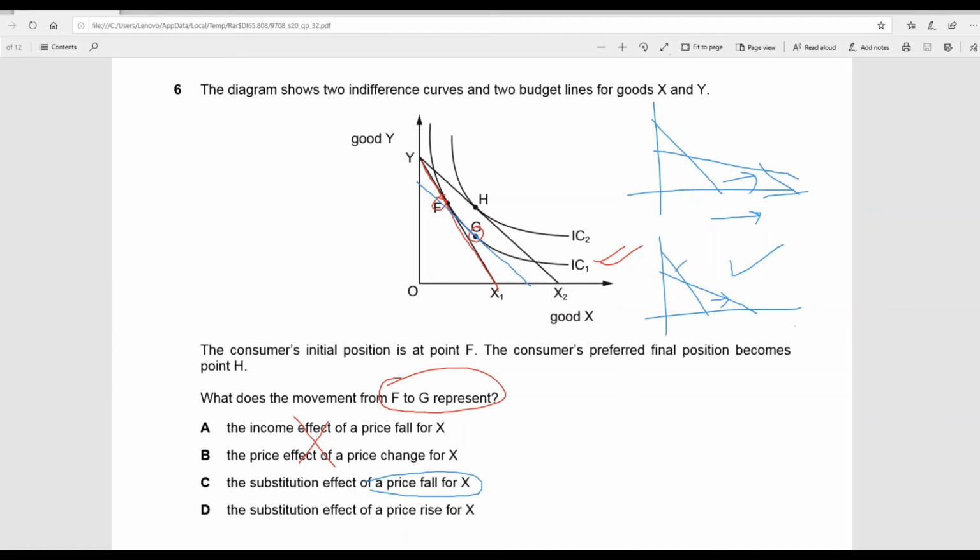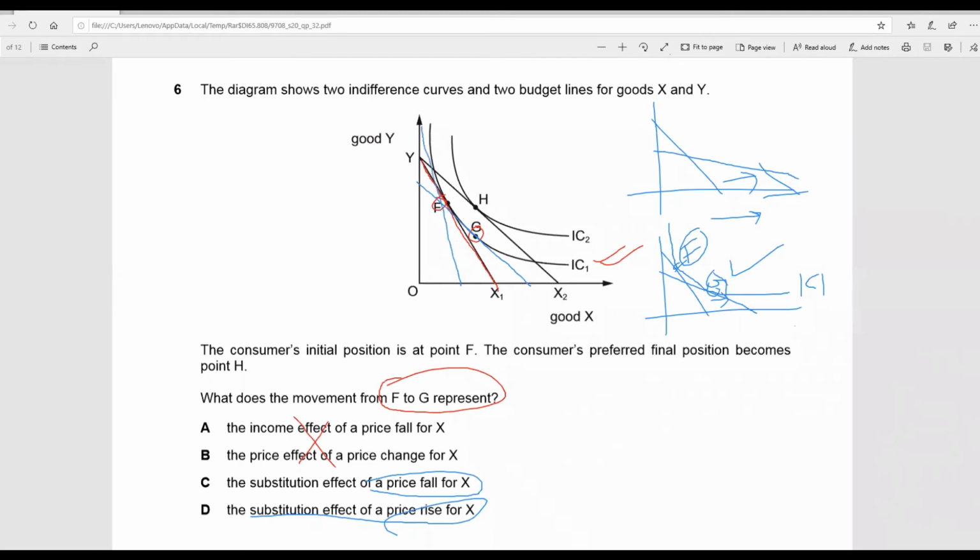So the initial equilibrium was at point F. Now it has moved to point G. The budget line is tangent to the IC curve IC1 initially at point F, and afterwards it is tangent at point G. So C is the correct answer. Substitution effect of a price rise of X: if there is a rise in the price of X, then the budget line must have shifted like this.